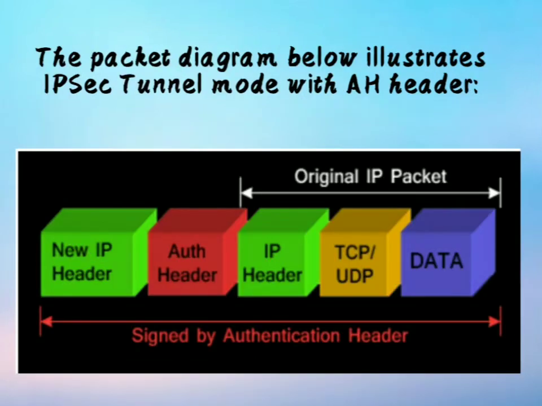Next, the packet diagram below illustrates IPsec tunnel mode with AH header. So, the authentication header can be applied alone or together with ESP when IPsec is in tunnel mode. AH's job is to protect the entire packet. The AH does not protect all of the fields in the new IP header because some change in transit, and the sender cannot predict how they might change. AH is identified in the new IP header with an IP protocol ID of 51.